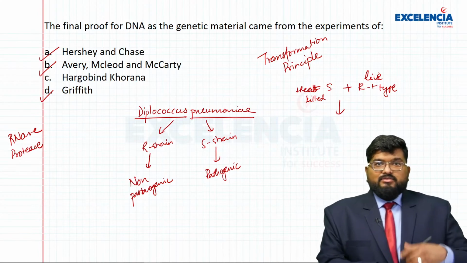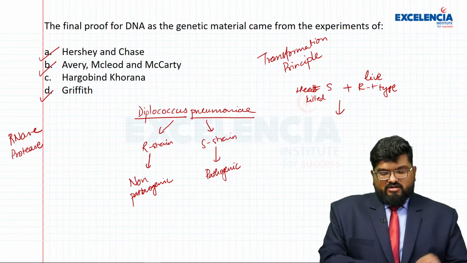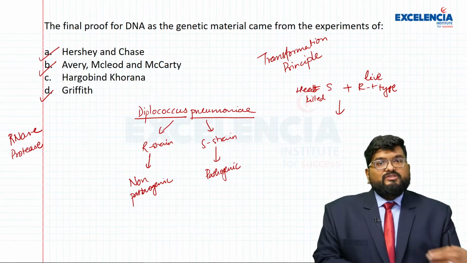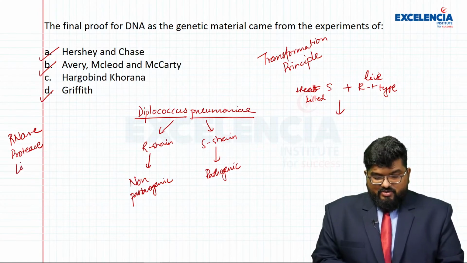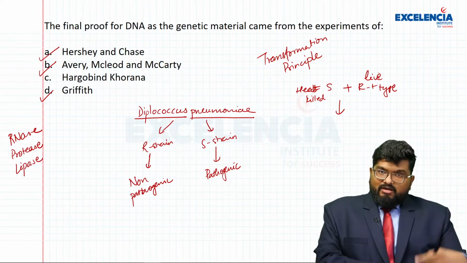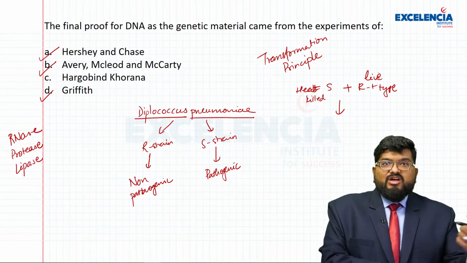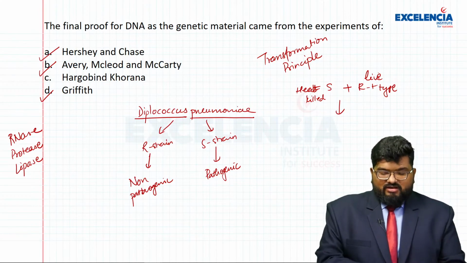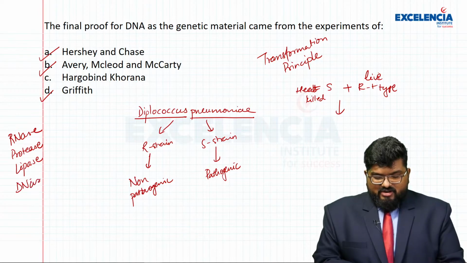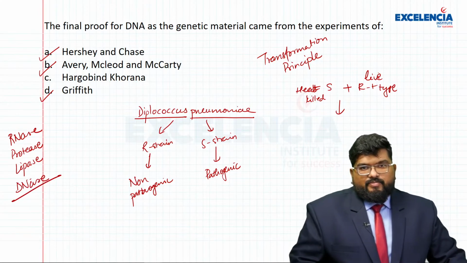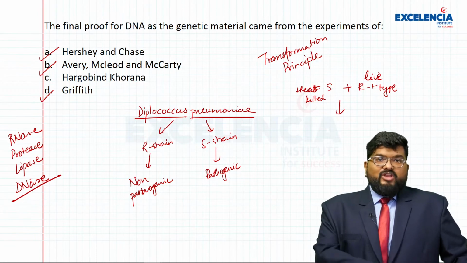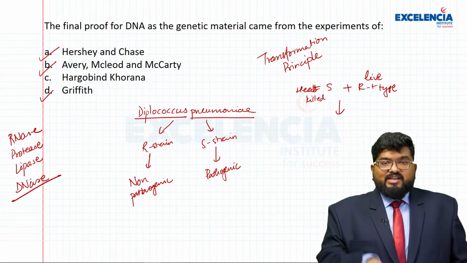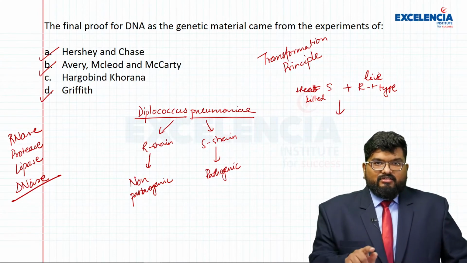So they used RNase, which destroys RNA, transformation still occurred. They utilized protease, which destroys proteins, and saw that transformation still occurred. They utilized lipase, destroyed lipids, still transformation occurred. They removed carbohydrates, transformation still occurred. It got inhibited only when they used DNase. So with Avery McLeod McCarthy's experiment, it was established that the transforming principle is DNA.